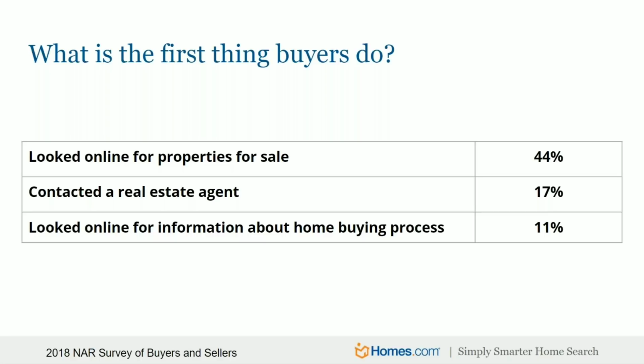Probably first-time buyers in many cases. Now, a lot of these people did all three of these things. But the question is, what is the first thing that buyers do? So some of them might start by looking online for information about the home buying process. Then they might look for properties online, and then they might contact an agent off one of those properties to have them show them a property. But again, this is the first thing.